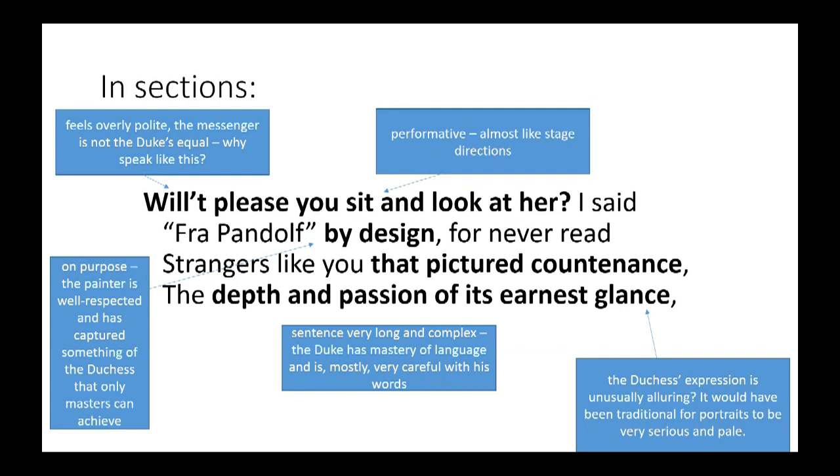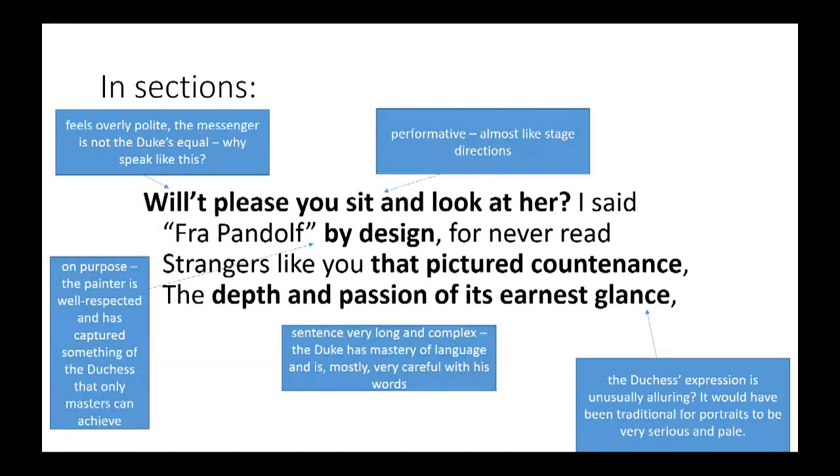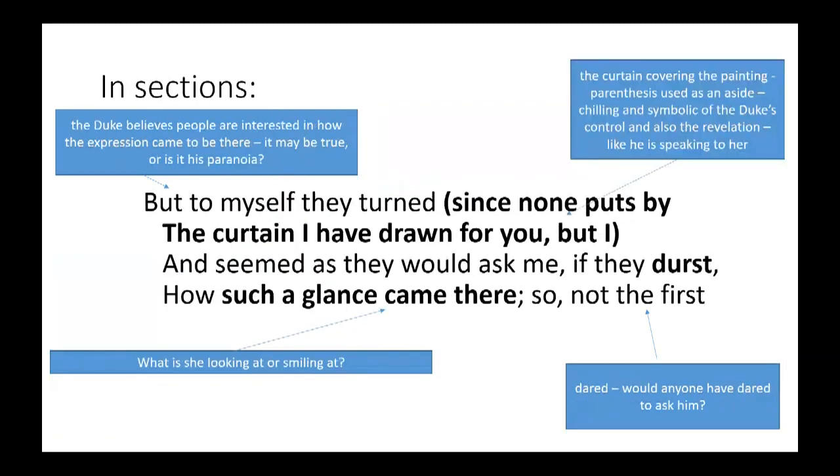Anyway, she looks like she's smiling, or she's blushing, or there's something about her that is unusual. And the Duke thinks, everyone thinks this. Well, of course they would, I suppose, if this is so strange for the era. Why is she smiling? "To myself they turned" suggests that people are interested. Could this be paranoid, though? Is he seeing something that others don't see?